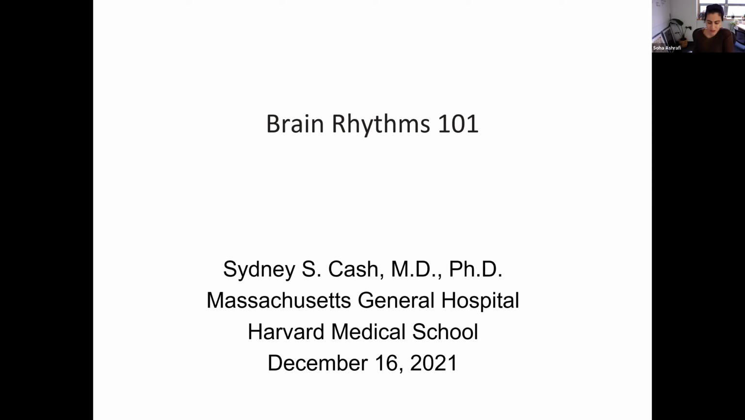Dr. Cash received his bachelor's in biology at Yale College. Then he went on to pursue an MD PhD at Columbia University. He did his internship and residency in the neurology program at Brigham and Women's and Mass General, where he was chief resident. Following a fellowship in epilepsy at Mass General, he established his own lab at Mass General Harvard Medical School, where he studies the mechanisms underlying epilepsy and normal cognition. Interwoven in much of this work is a deep interest in the oscillatory and rhythmic activity of the brain. And that is the focus for today's session.